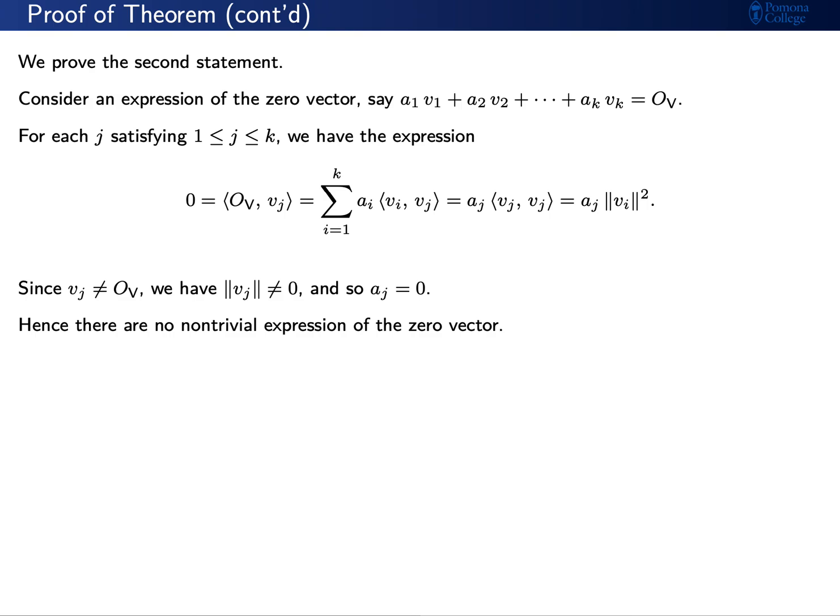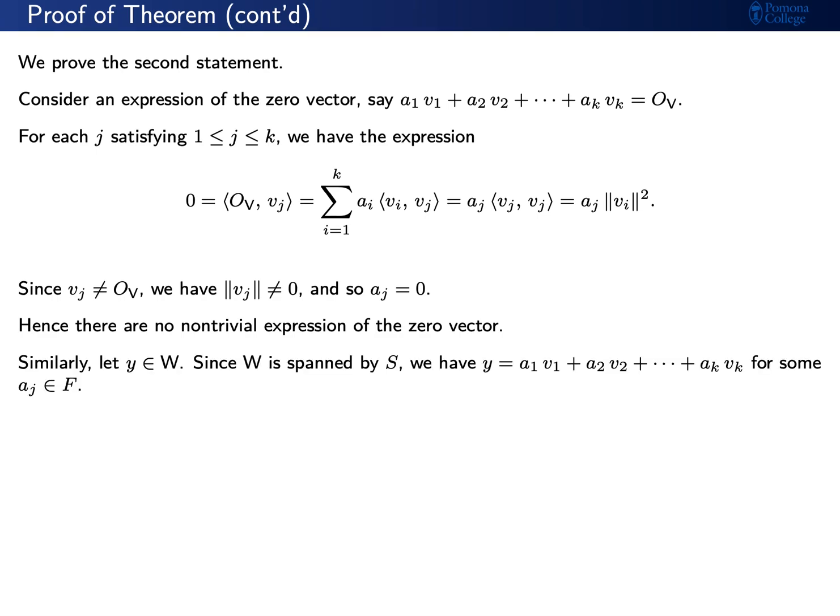But this actually shows that if we have an expression involving the zero vector, each of the scalars a sub j must be zero, so there must be no non-trivial expressions of the zero vector. Hence, our set S prime must be a linearly independent set.